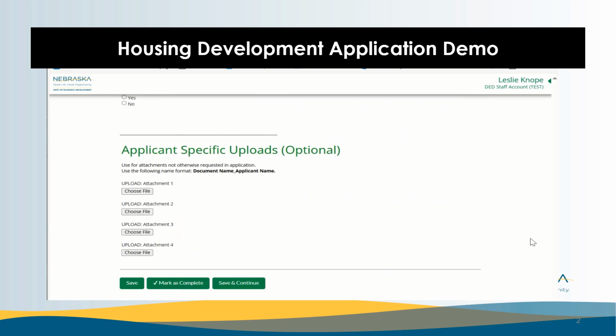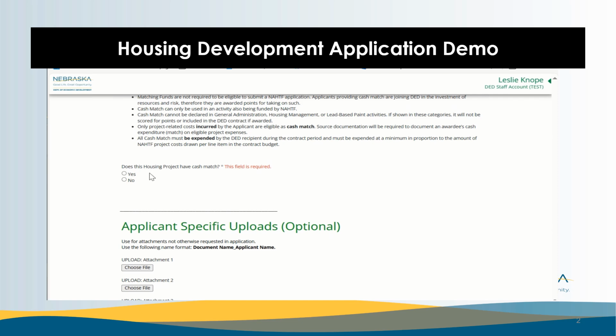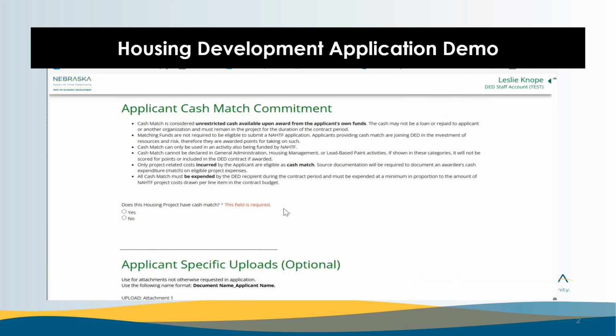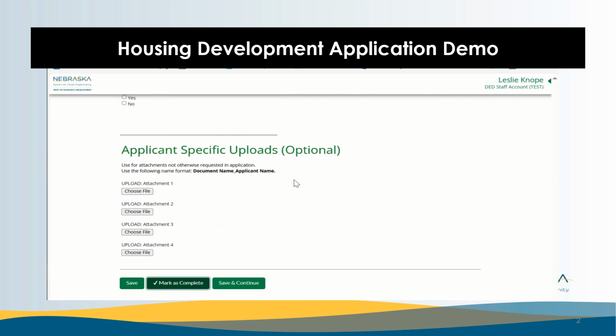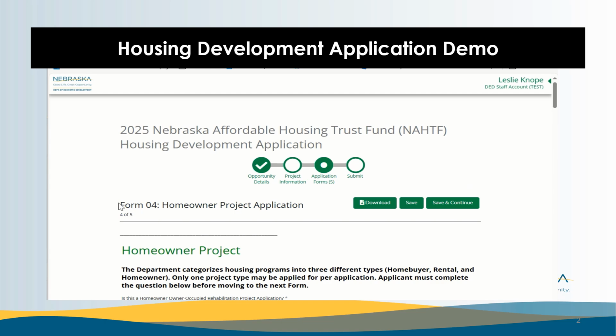And once you are done, you can at any time hit save, which will allow you to save whatever information you have put in there. When you are fully done, you mark as complete. It's going to show an application error because I've left some fields unfulfilled. So you will go back up and find any fields that did not have an answer to them. It helps you not miss any required fields within your rental application. Once that is done, you will mark as complete, save and continue, and it will take you to the last form.